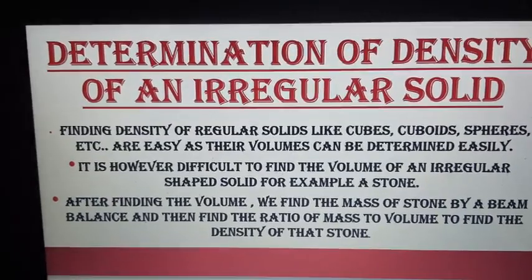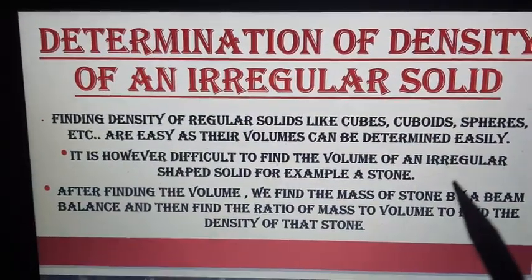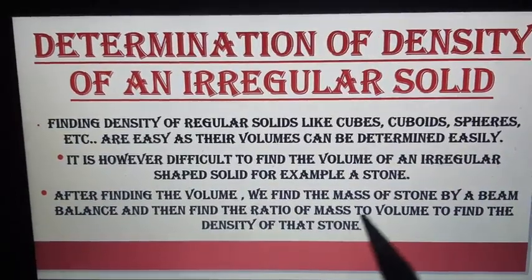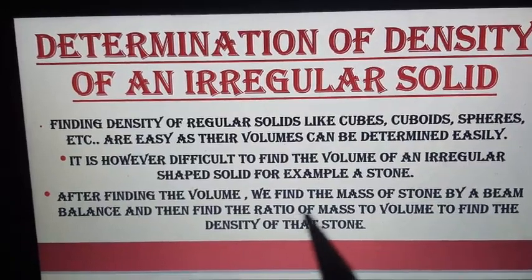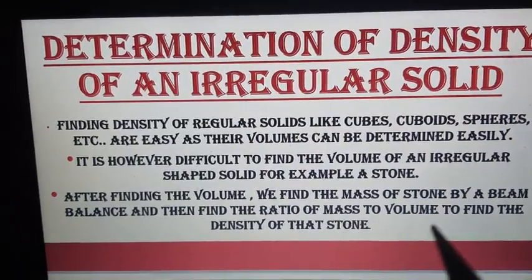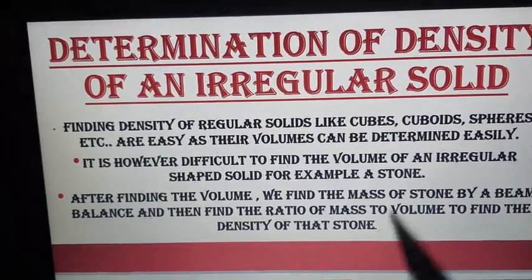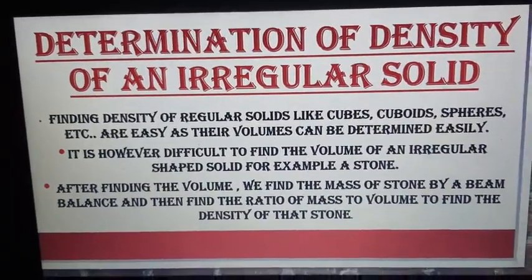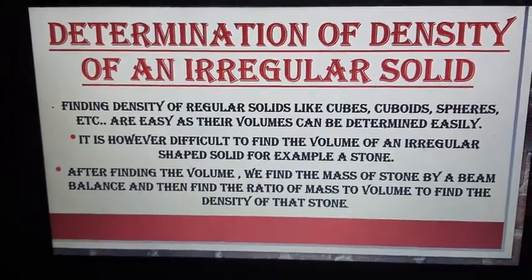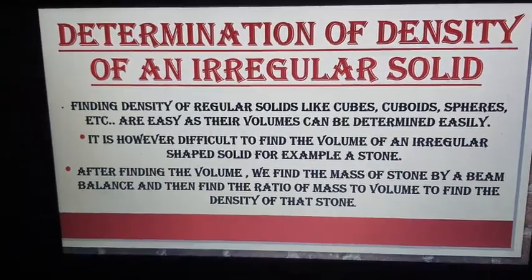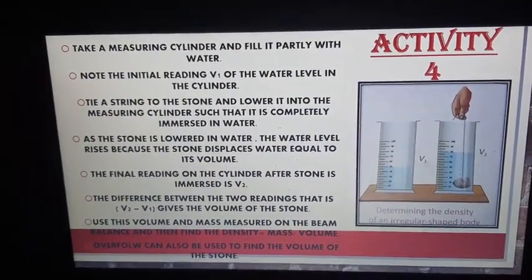Suppose there is a means by which we find the volume of the irregular solid, then we find the mass of that particular stone by using a beam balance, and then we take the ratio of mass to volume, and then you find the density of that particular substance. Now this we are all going to apply in the next slide to find out the density of an irregular solid. Now, activity 4 we are going to discuss, okay?